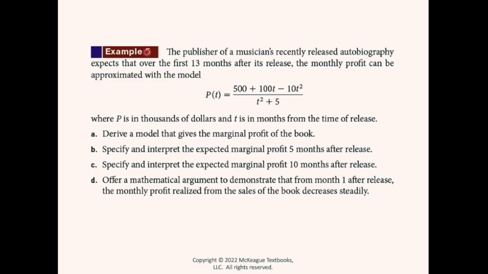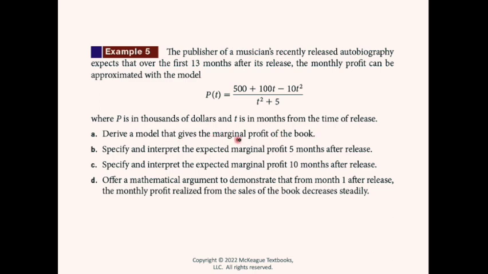So let's look at number 5. The publisher of a musician's recently released autobiography expects that over the first 13 months after its release, the monthly profit can be approximated using this model. So T would be the months, so you'd plug in the month, and then you would get out the profit for that month. It has it down here, where P is in thousands of dollars and T is the months from the time of release. So part A says derive a model that gives the marginal profit of the book.